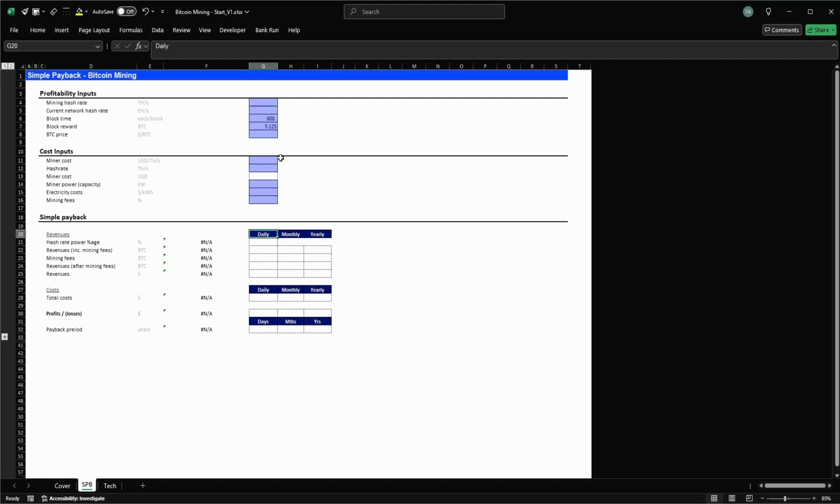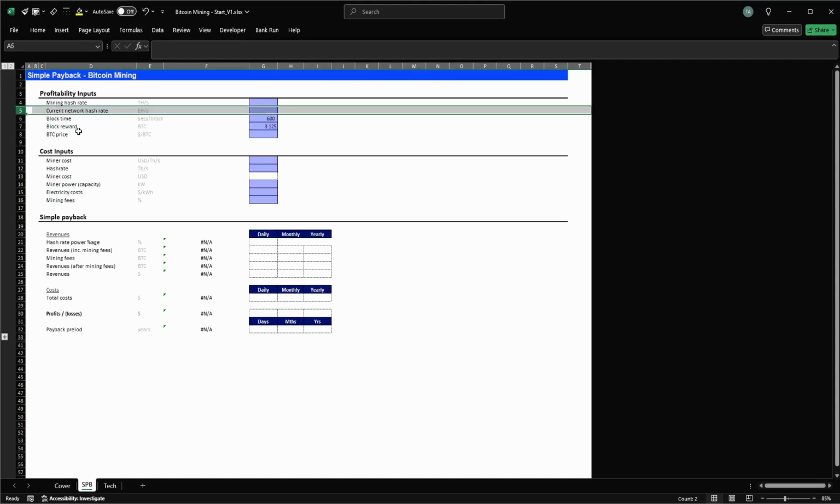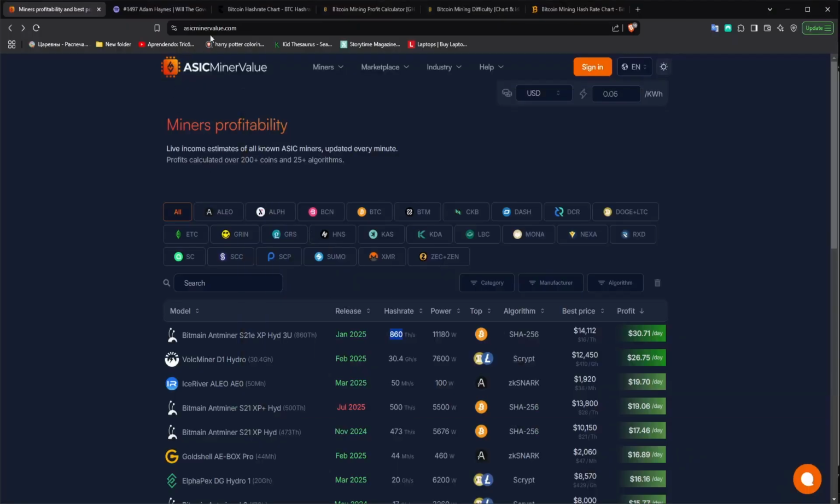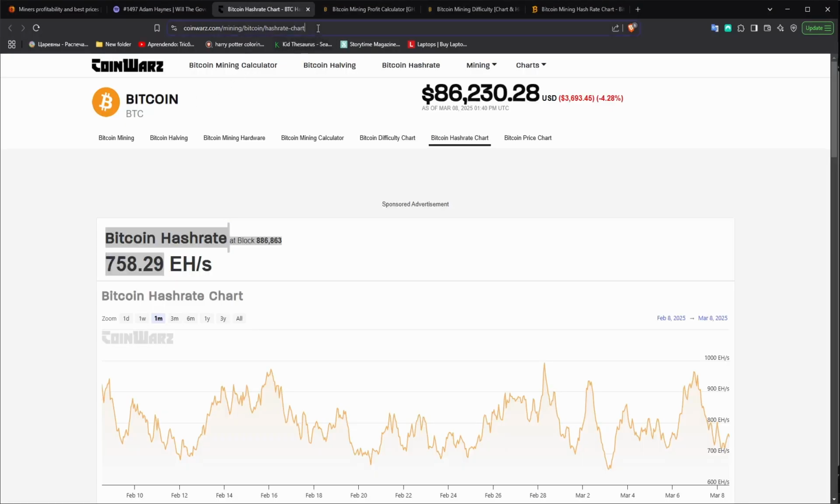So let's see first what the current network hash rate is. I'm going to go back here to my browser, and I have the information just over here. I'm going to leave these links in the description below, so you can also check for yourself. If you look at this website here, you can see that currently the Bitcoin network hash rate is approximately 706.